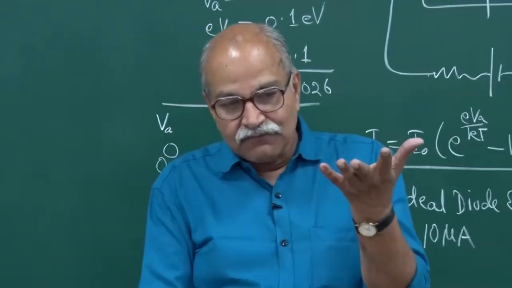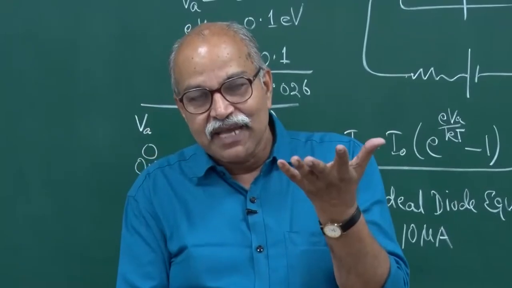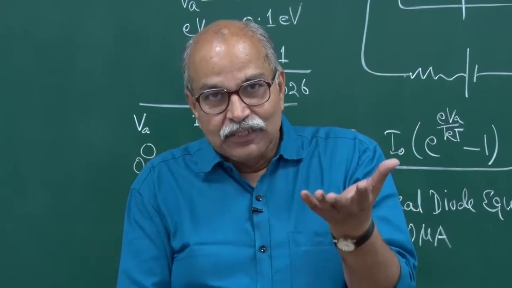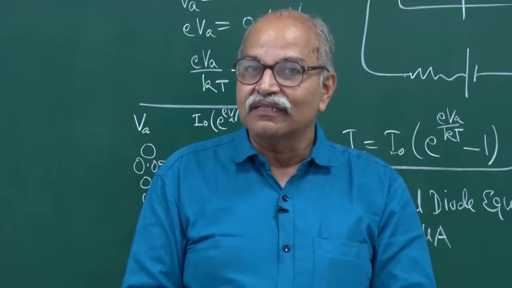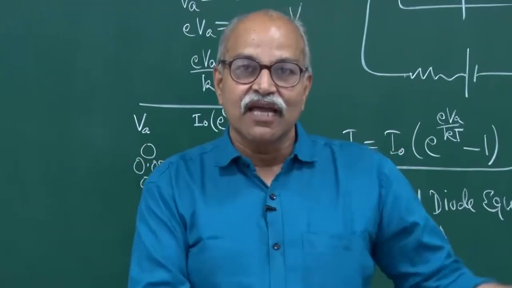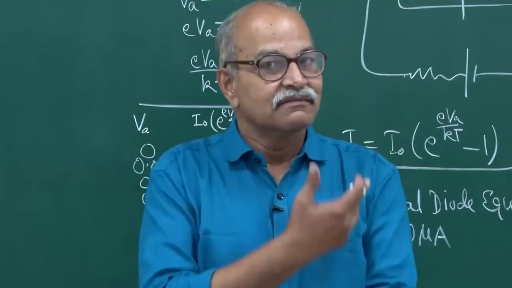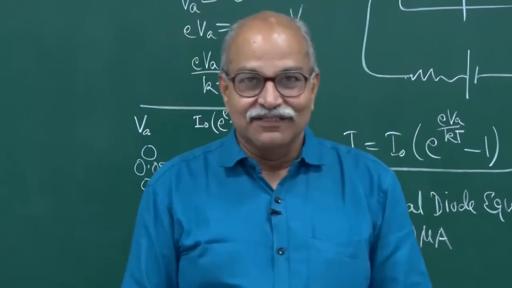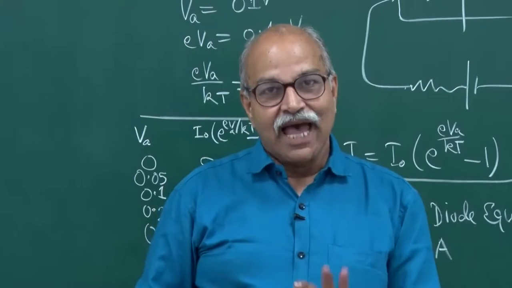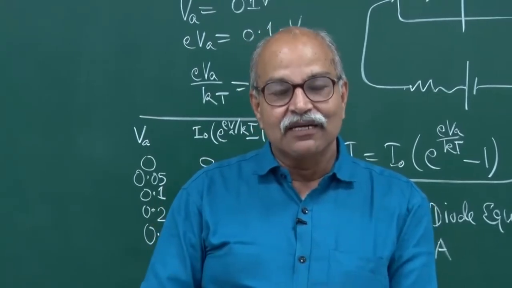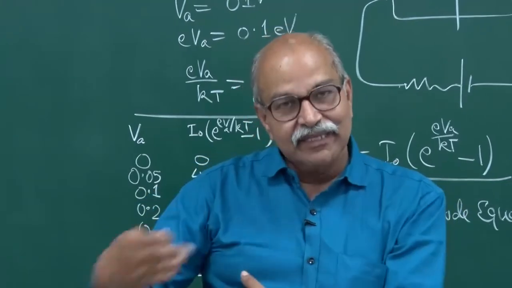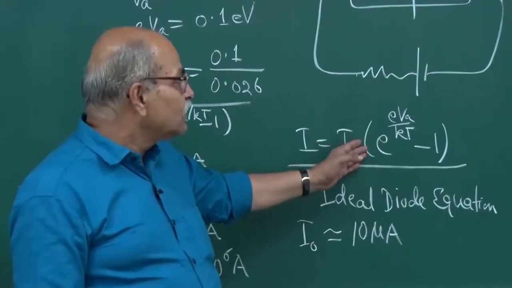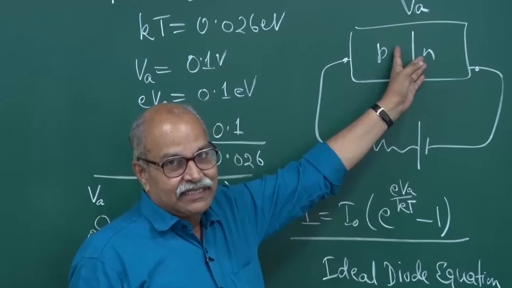If 0.7 electron volt is that energy barrier, and if you apply 0.7 volts, what you are doing, you are reducing that barrier to zero. There is no barrier. Then the entire majority carriers on this side, entire majority carriers on this side can just flow without any barrier. So that will be like a short circuit. So the actual voltage which is applied across the junction is much less than that, and in that limit this equation is usable.